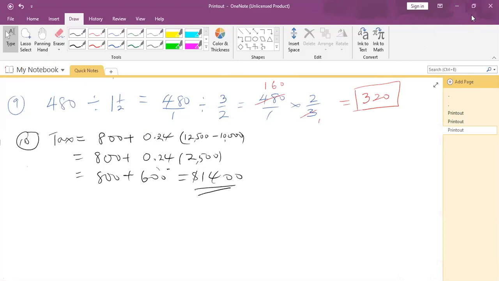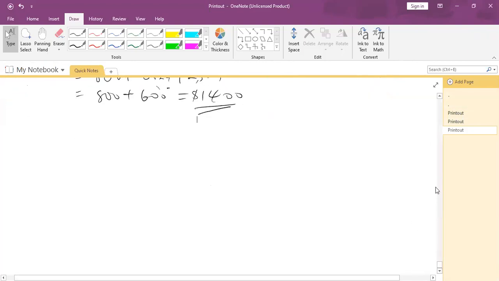Okay, so let's focus on number 13. They say a 3 ounce serving of corned beef hash supplies 155 calories. Approximately how many calories will be supplied in a 5 ounce serving?